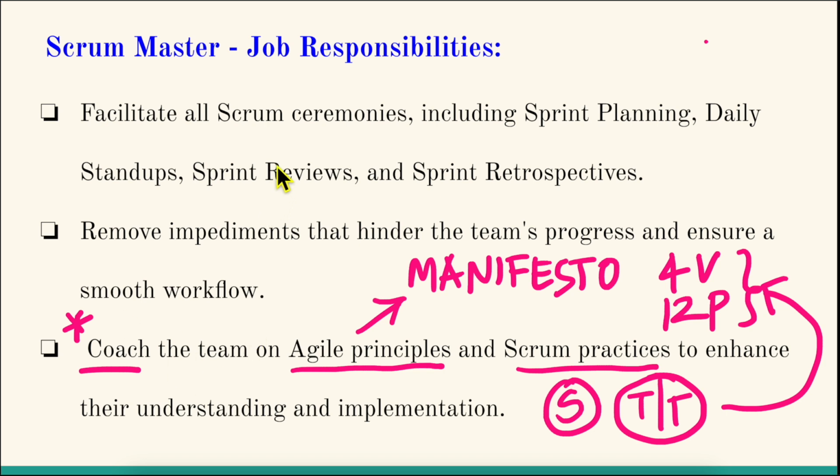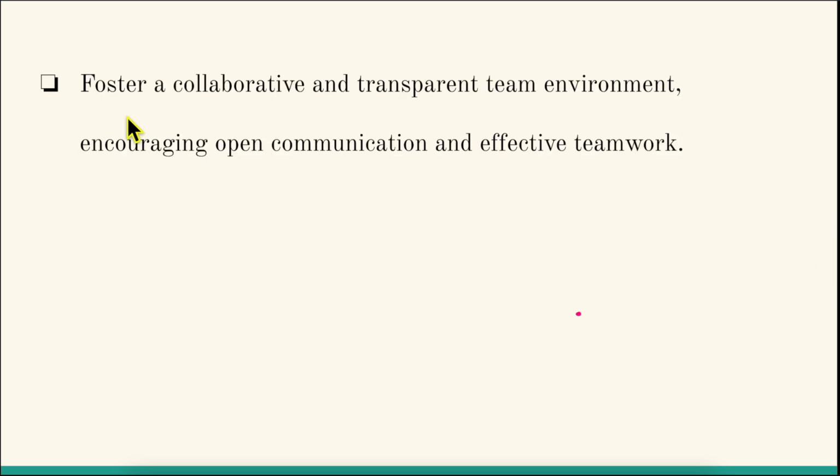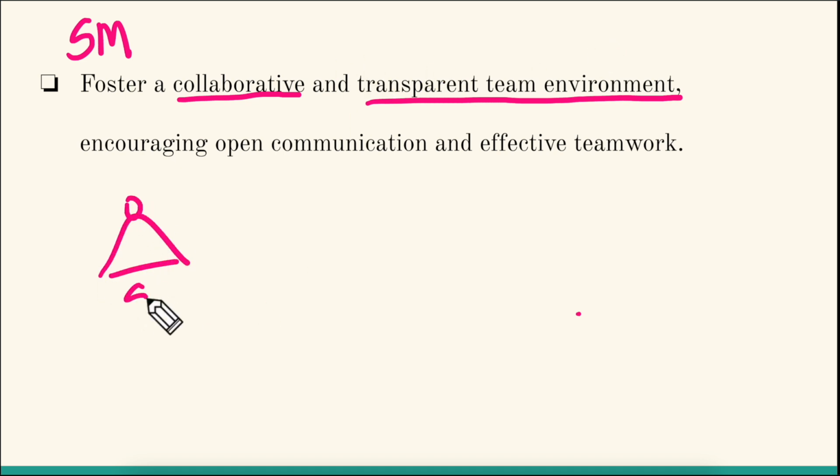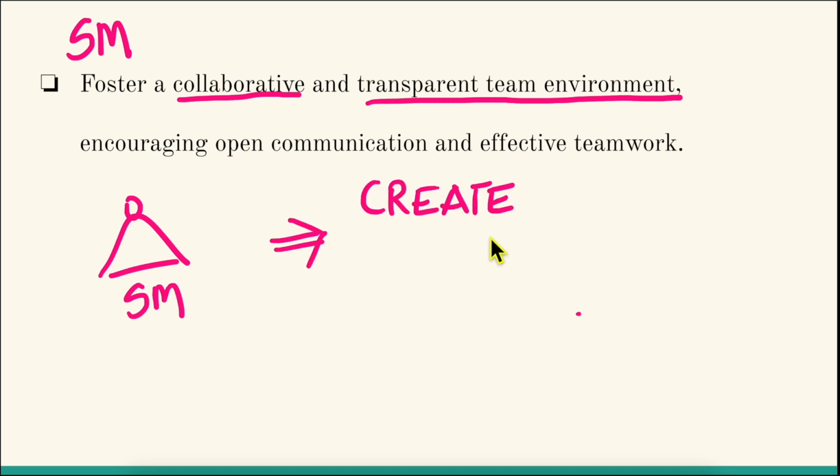The next one is, as a Scrum Master, you're asked to foster a collaborative and transparent team environment. This is an interesting one. The company, the organization, is expecting that you will create a transparent environment wherein the team members can have open communications. So there is no fear. Fear has been removed. There is a commitment.